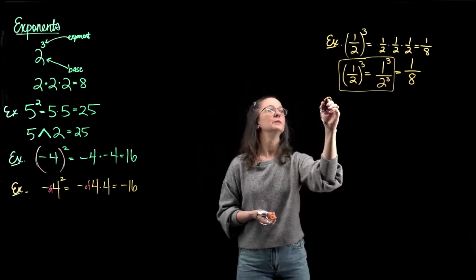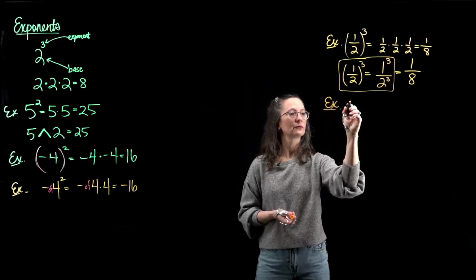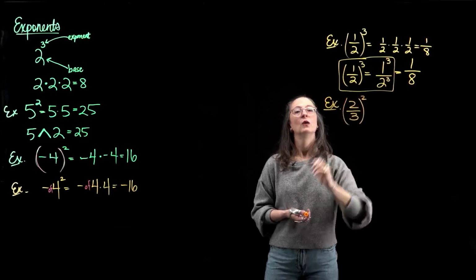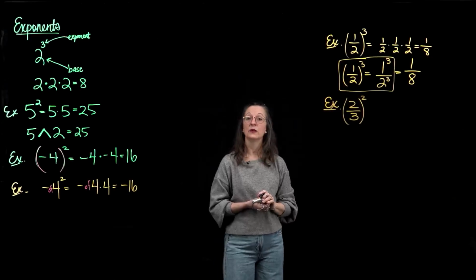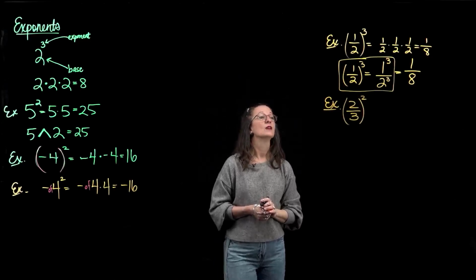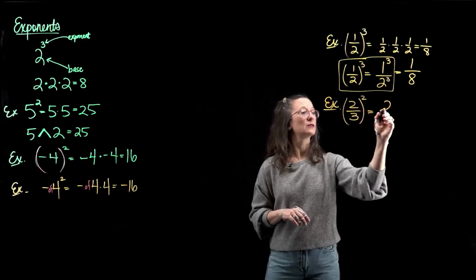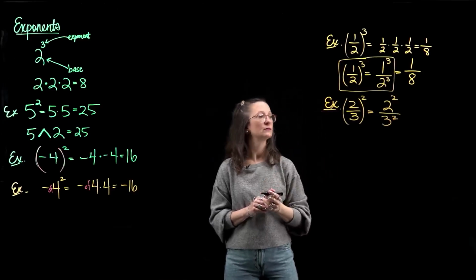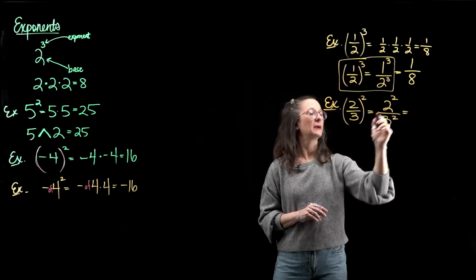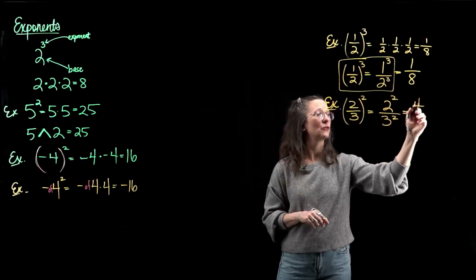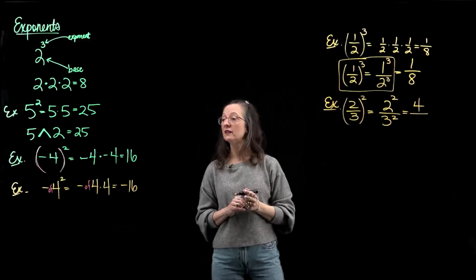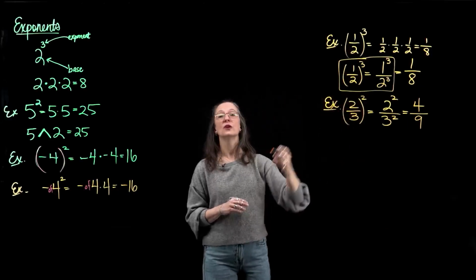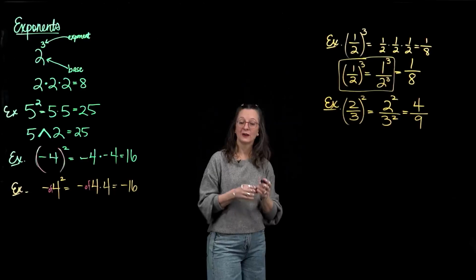All right, let's look at another one. What if I had 2/3 and I was going to square it? So we could rewrite this as 2 squared over 3 squared. 2 to the 2nd power would be 2 times 2, which is 4. 3 to the 2nd power would be 3 times 3, which is 9. So 2/3 squared would be 4/9.